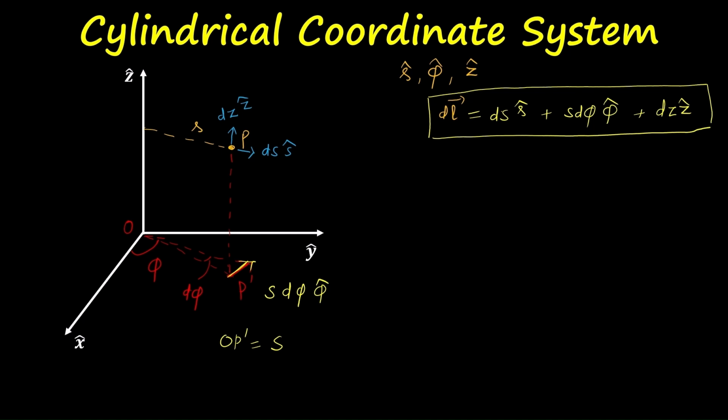Now we can write the volume element. This is the increment along the S direction, times the increment along the phi direction, times the increment along the z direction. So d tau is equal to S ds d phi dz.